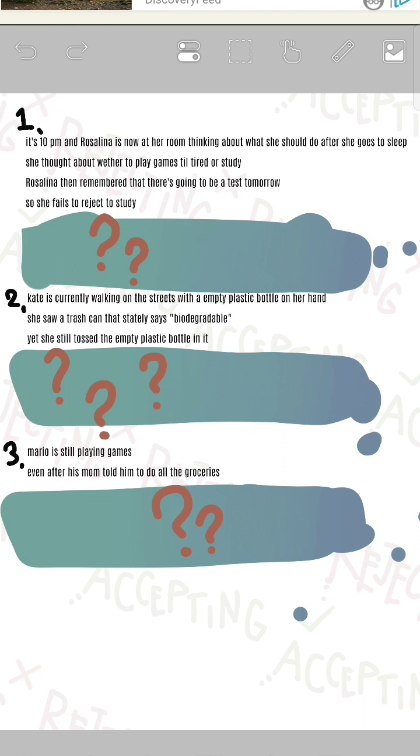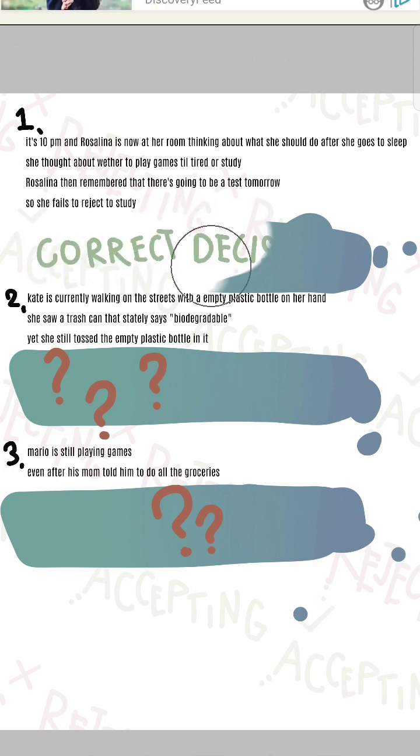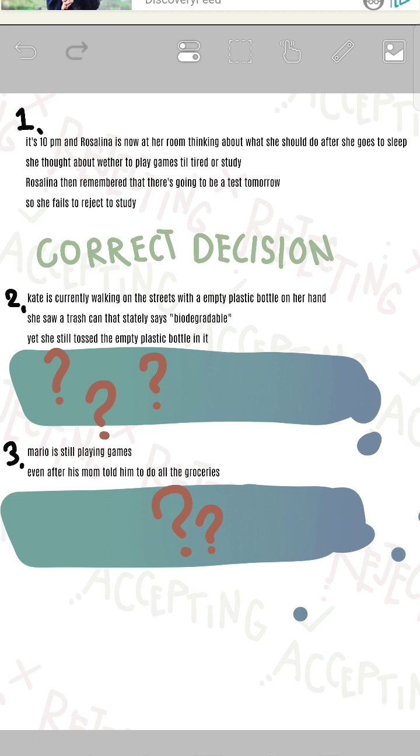Okay, let's check what the answer is now. And our answer is correct decision. Why exactly? Because she clearly knows that she has a test tomorrow and she didn't play games, but studied instead and reviewed all the things that she has to do so she'll be able to pass it. So she accepts the truth.